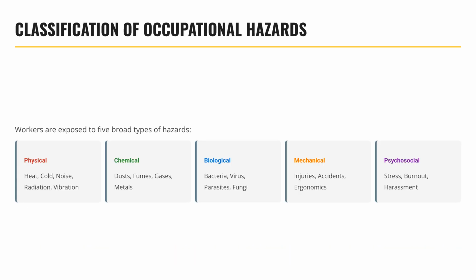Workers are exposed to 5 main types of occupational hazards: physical, such as heat and noise; chemical, including dusts and gases; biological, like viruses and bacteria; mechanical, related to injuries and ergonomics; and psychosocial, involving stress and burnout.